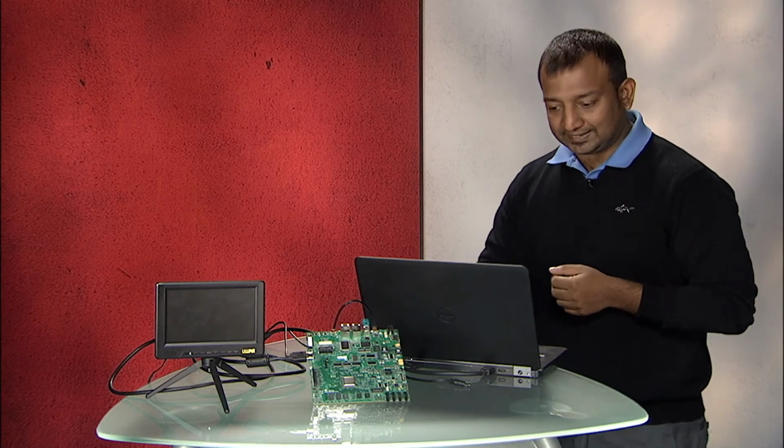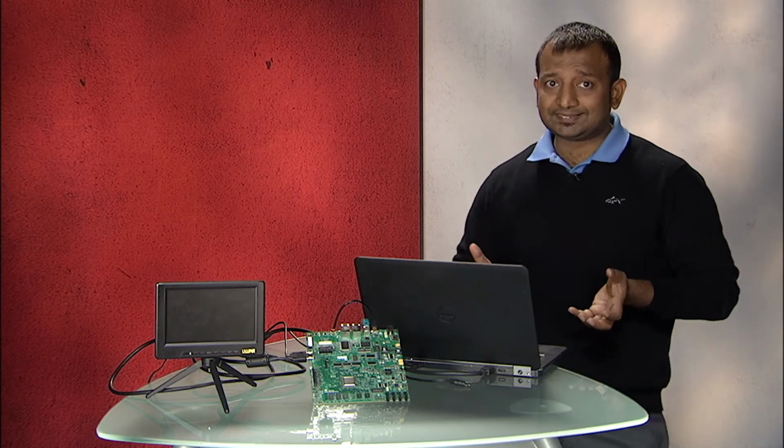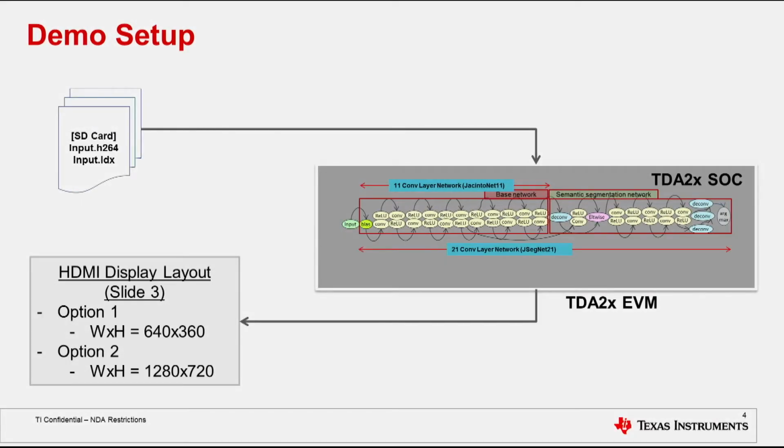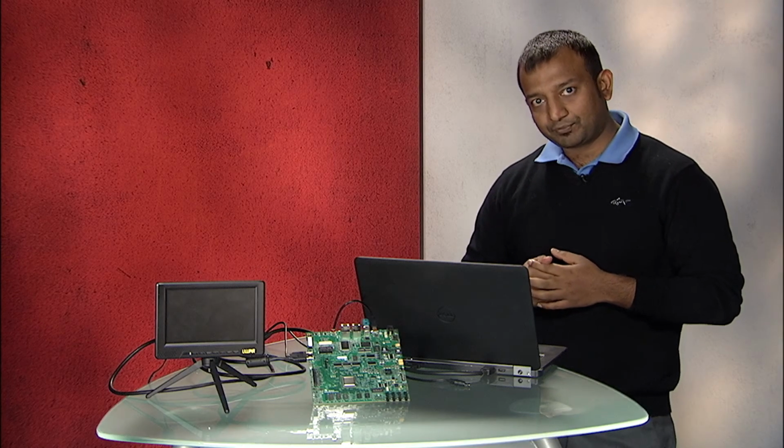Now let's talk about the hardware setup. The hardware setup for this demo is very simple. As shown in this slide, it's basically 3 components. We have an SD card where the input is stored. The input is primarily the application binary, the input video file for the scene, and the deep learning network. It goes into the TDA2 EVM via the SD card slot. The actual use case is running on a TDA2 SoC, and the output is visualized over HDMI on a monitor. With that, let's get started.